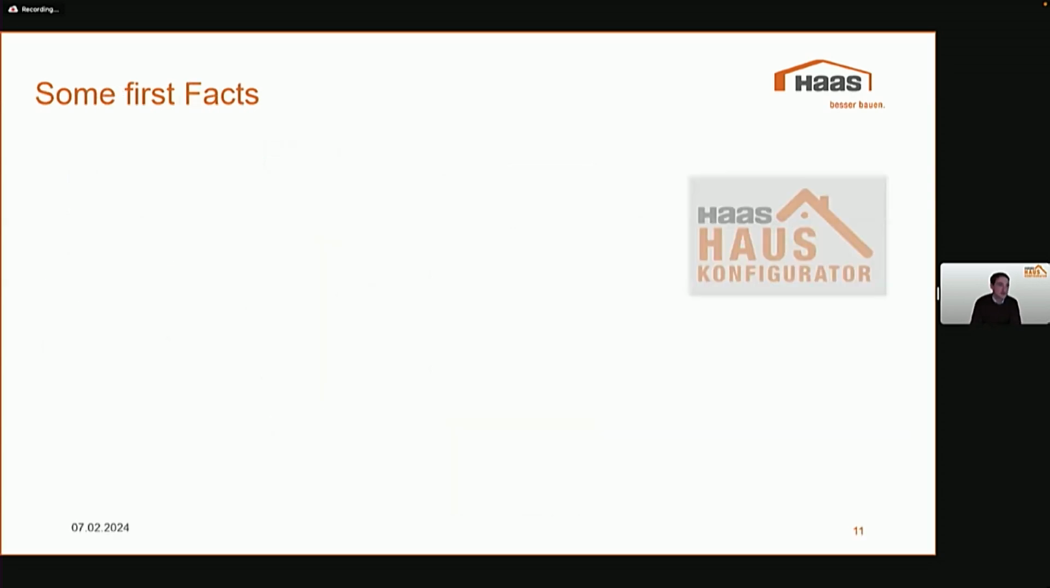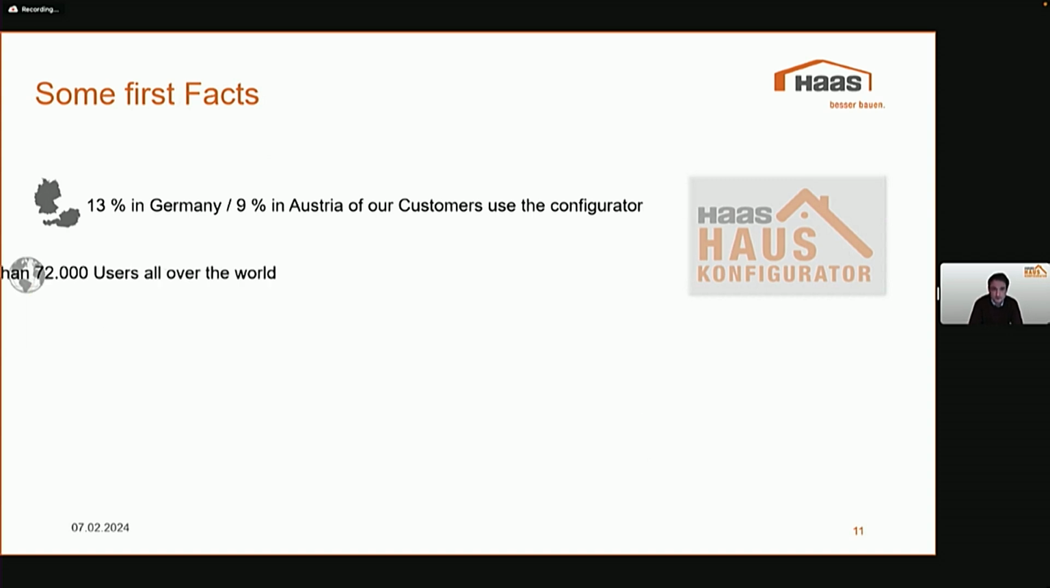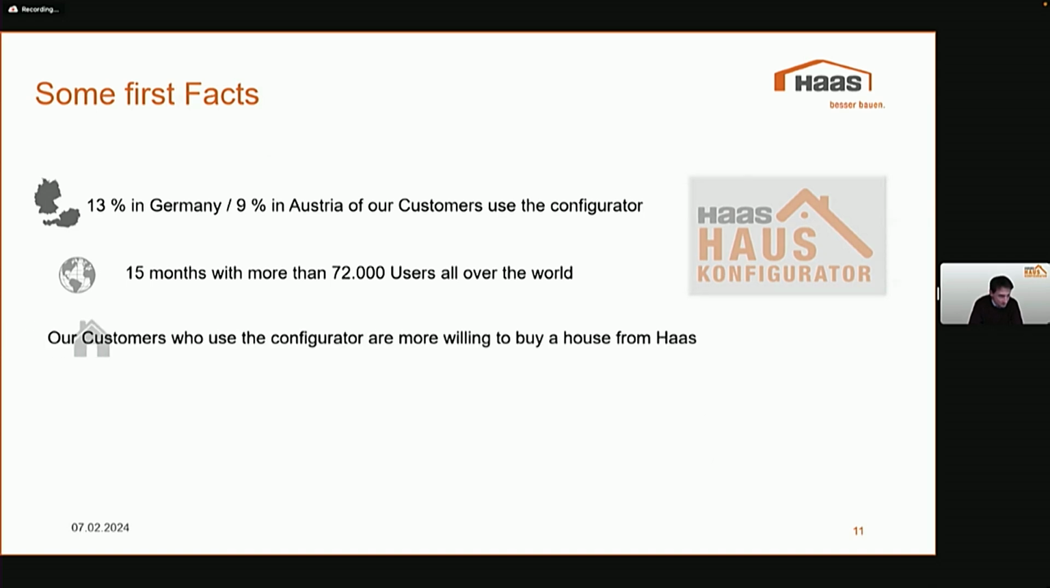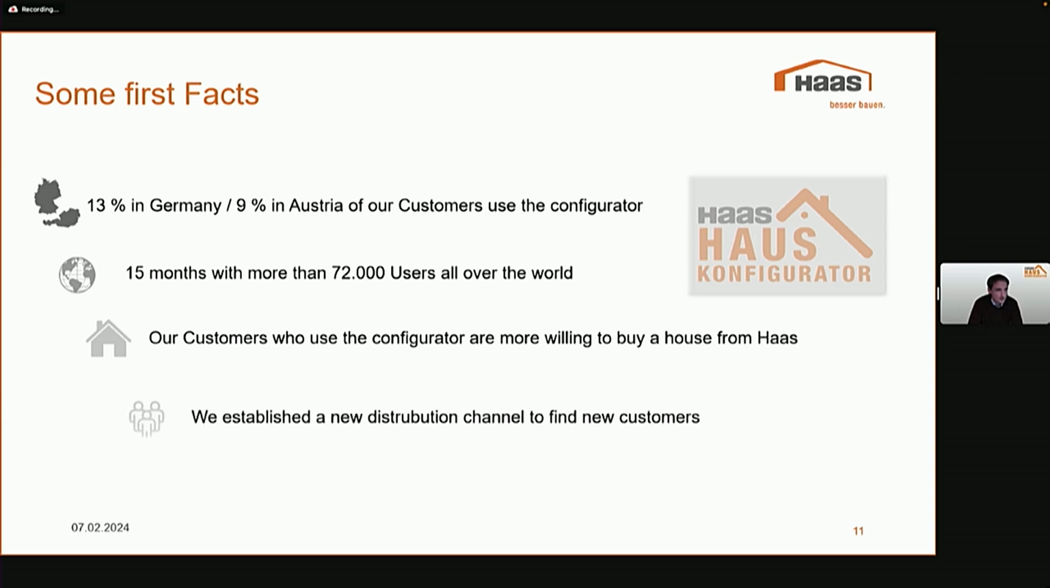Some first facts. We went online on the 2nd of November 2022. 13% in Germany and 90% in Austria of our customers use the configurator. 15 months with more than 72,000 users all over the world. Our customers who use the configurator are more willing to buy a house from Haas. And we established for sure a new distribution channel to find new customers.